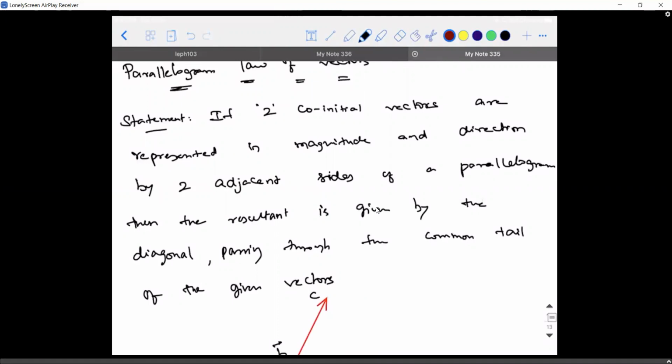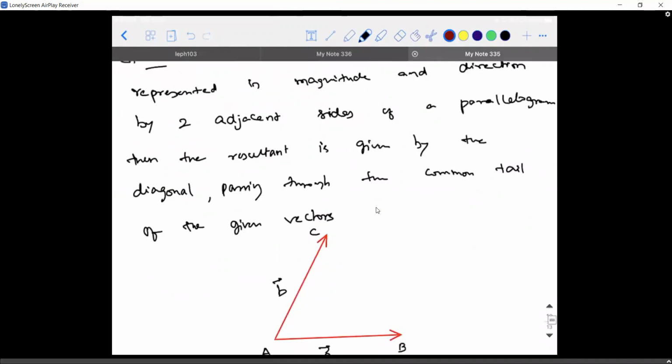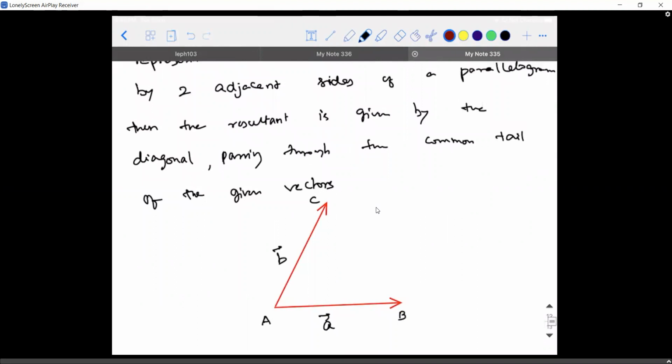If two co-initial vectors are represented in magnitude and direction by the two adjacent sides of a parallelogram, then the resultant is given by the diagonal passing through the common tail. So this point is called the common tail. So I need to draw a vector starting from this common tail and acting as a diagonal to some parallelogram. But this is where the logic is getting hit.